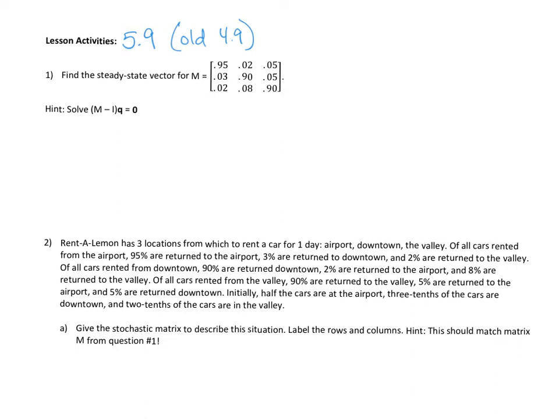Okay, so we want to find the steady state vector for this matrix M. Hint: solve M minus the identity times Q equals 0. We would solve that for Q. Q is the steady state vector.